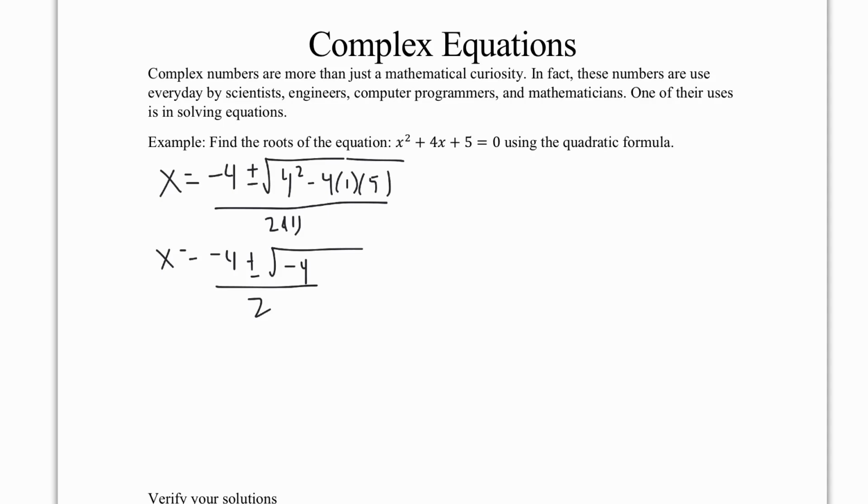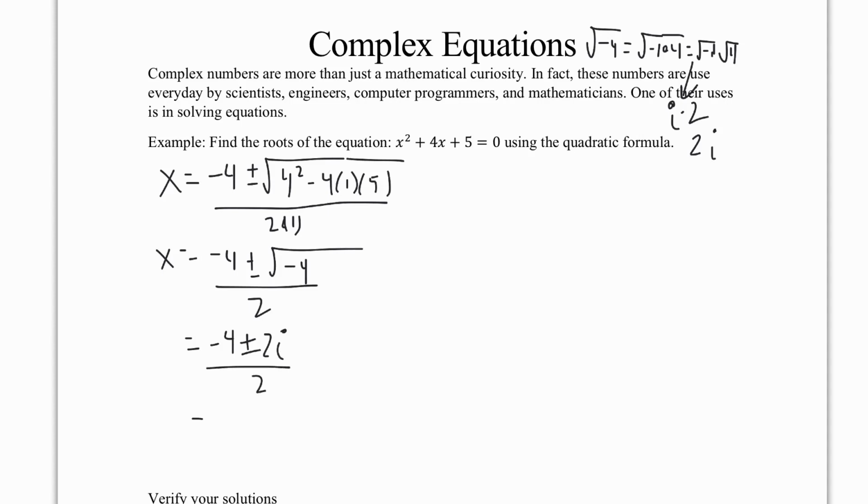Now, square root of negative 4, well, let's think about this. The square root of negative 4 is equal to the square root of negative 1 times 4. And we can use our rules of square roots to make it root negative 1, root 4. Hopefully we remember that the square root of negative 1 is equal to i, and the square root of 4 is 2. So we get 2 times i, or 2i. So this will give us negative 4 plus or minus 2i over 2. Now we can divide both of those terms by 2, so we will get negative 2 plus or minus i.